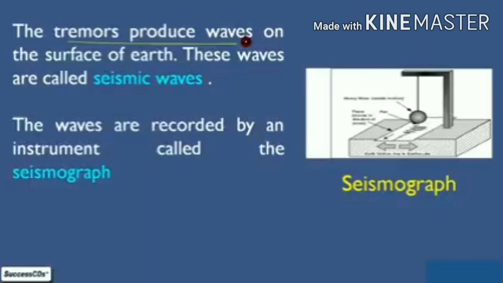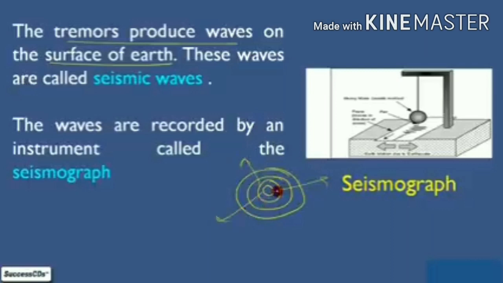Okay, as you have learned, when an earthquake takes place, waves are produced. Tremors produce waves on the surface of the earth. Suppose here in the figure you can see the waves are produced and these waves spread over the earth. They originate from the focus and they rise to the seismic zones. So these waves are known as seismic waves.